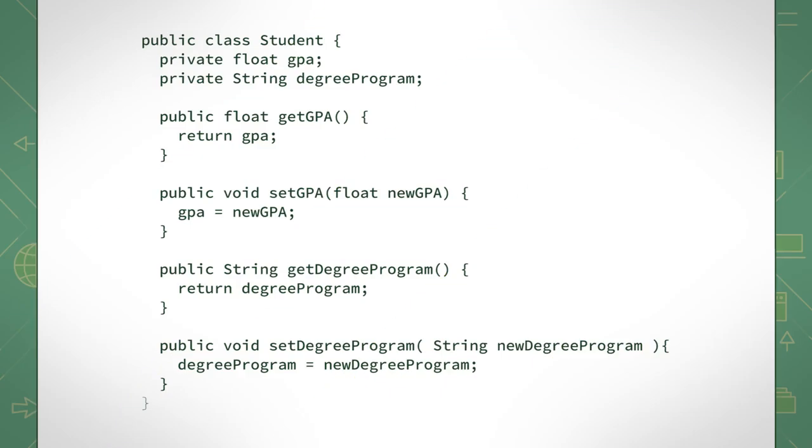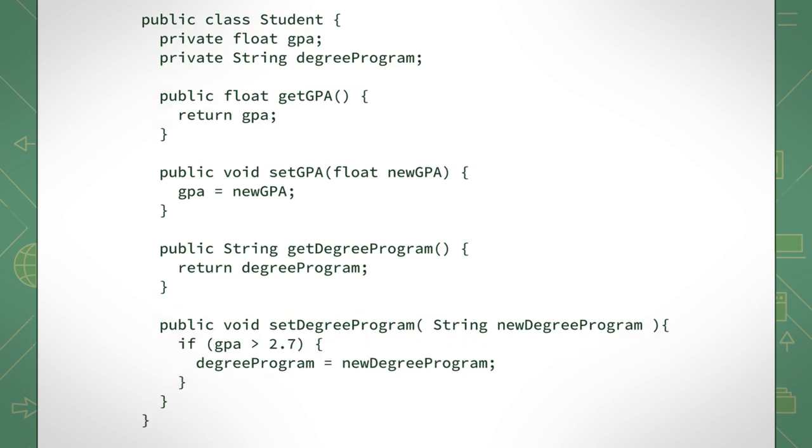This means your getters and setters do not purely have to return and change private attribute values. They can do more. Let's take a look at our student example. You might have a situation in which there are restrictions on changing the degree program. You can change your code to more accurately display this restriction when it comes to changing the degree program. Let's say that you need a GPA greater than 2.7 in order to be able to change the degree program. This restriction might look like this.